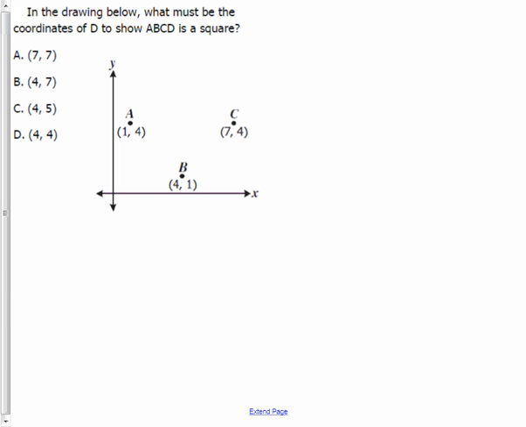All right, let's try another one. It says here in the drawing below, what must be the coordinates of D to show ABCD is a square? So I have to plot D somewhere. If I look here and connect these dots, I know that my fourth point is going to have to be somewhere around here in order to make it a square, right? Because in a square, all sides are the same.